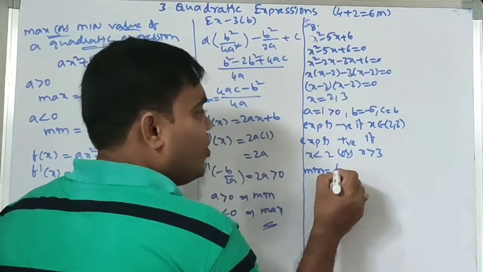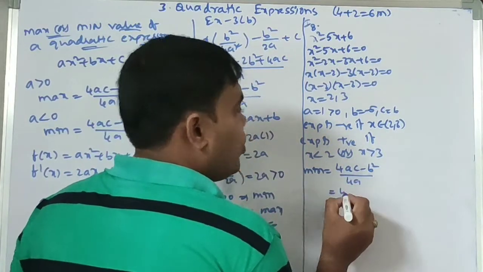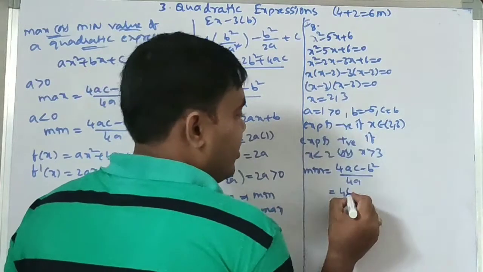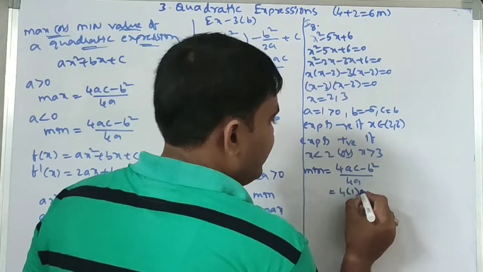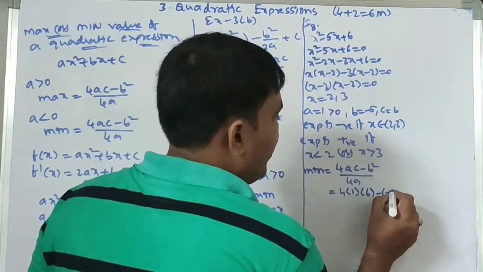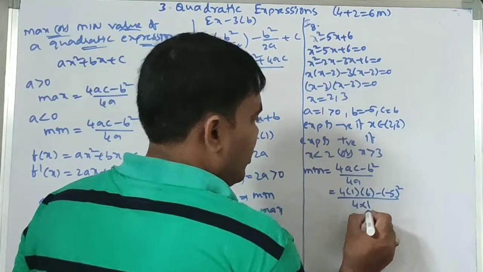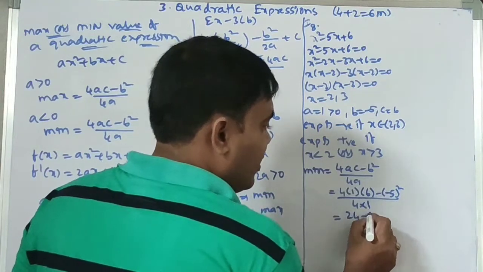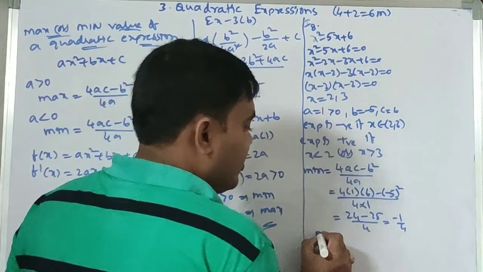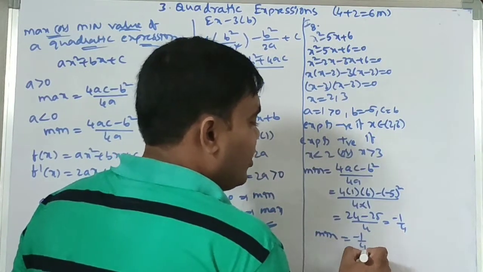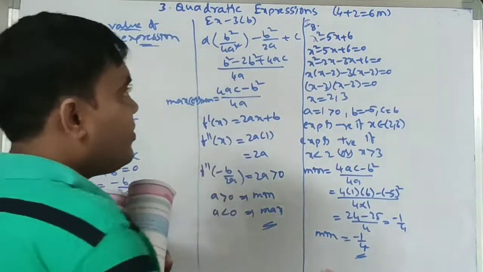What is the minimum value? 4ac minus b square by 4a. Substituting 4 into a, 1, c value 6, minus b, minus 5 whole square, by 4 into a value 1: 4 into 6 is 24, minus 25, by 4, equal to minus 1 by 4. This is the minimum value. Minus 1 by 4 is the minimum value of the expression. Okay, next the second one.